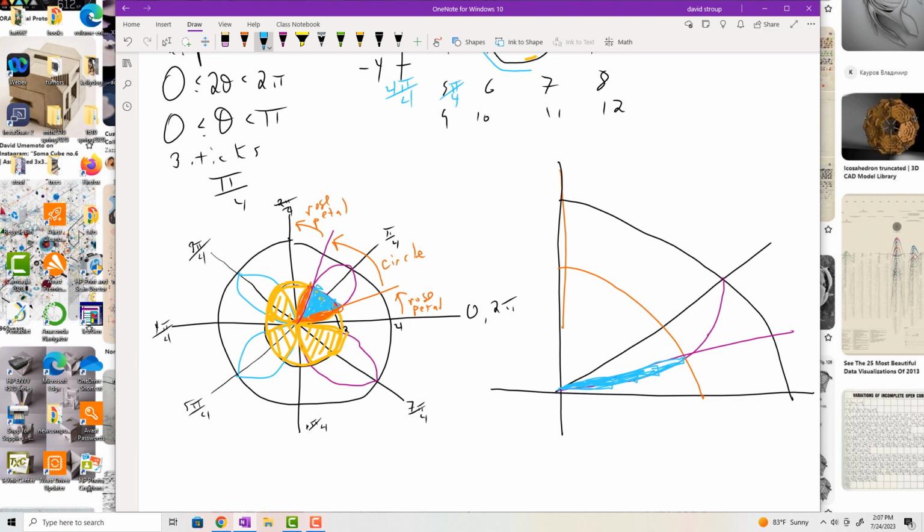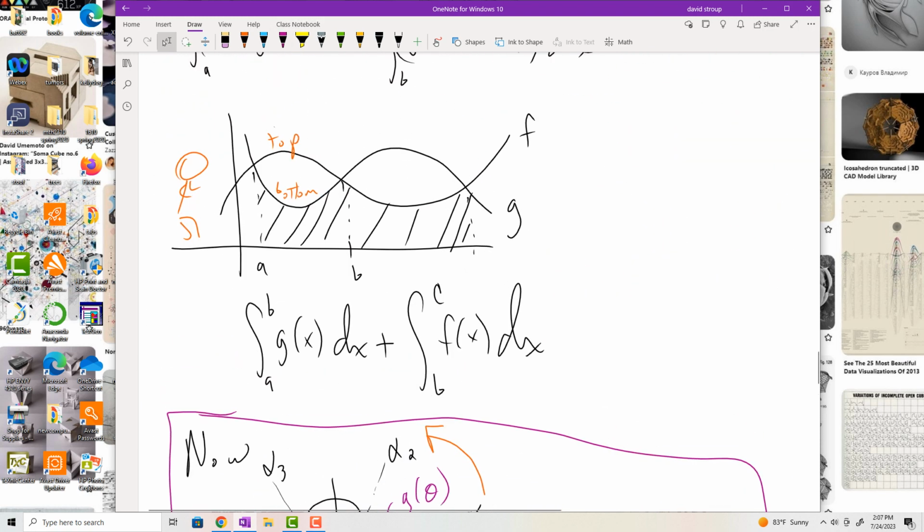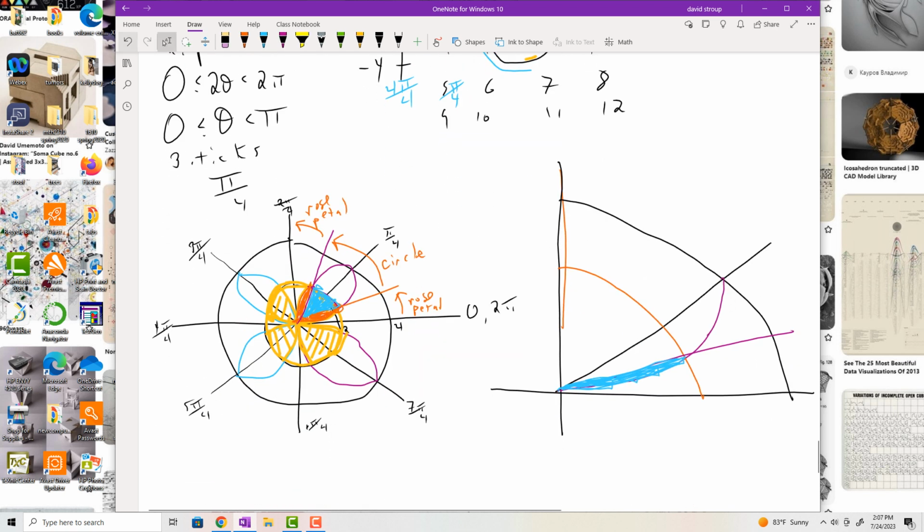It's the rose petal curve. So if we were thinking back to the rectangular coordinate system version, it's the bottom that we're looking at. So hopefully you can kind of tell that. The bottom curve is this curve. The top curve is the one I'm doing in yellow right there, right?